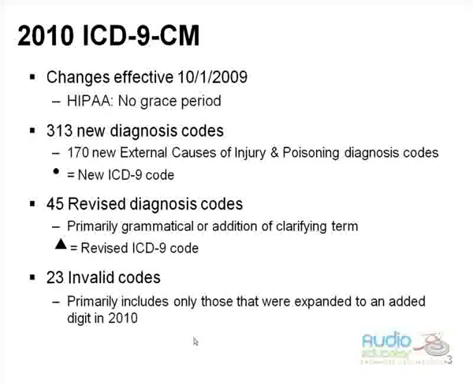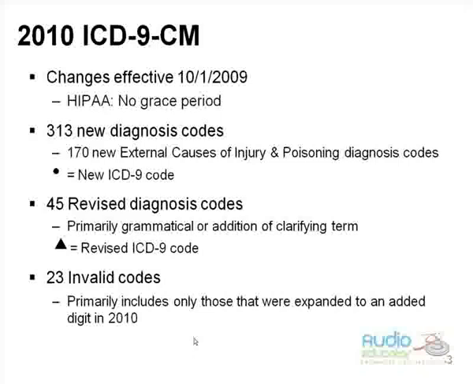The conventions that I've used with these handouts are that new codes are identified by a circle, and the revisions are identified by a triangle. That's the common notation used in many books. We had 45 revised codes. They were primarily just grammatical or adding clarifying terms. And we had 23 deleted or invalid codes. For the most part, those were deleted because we went on to expand out to a fourth or fifth digit in those new diagnosis codes.